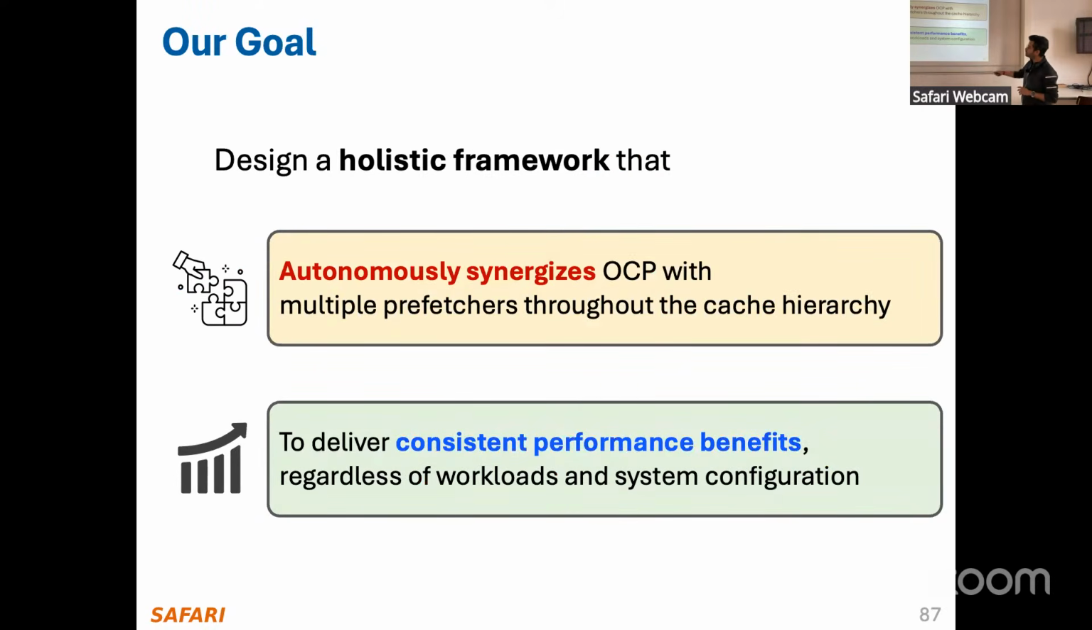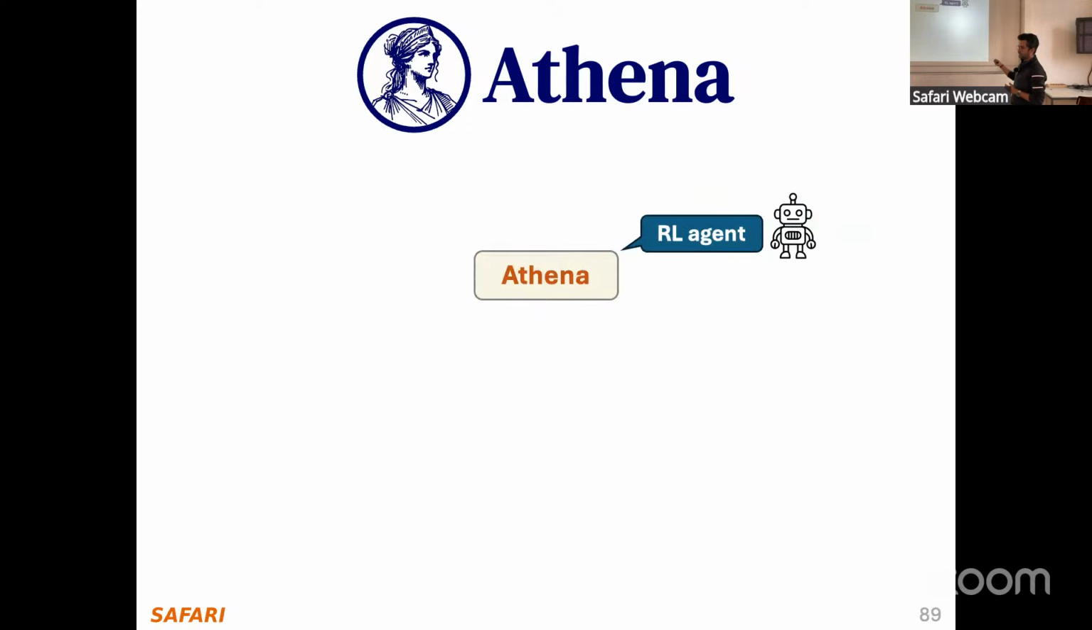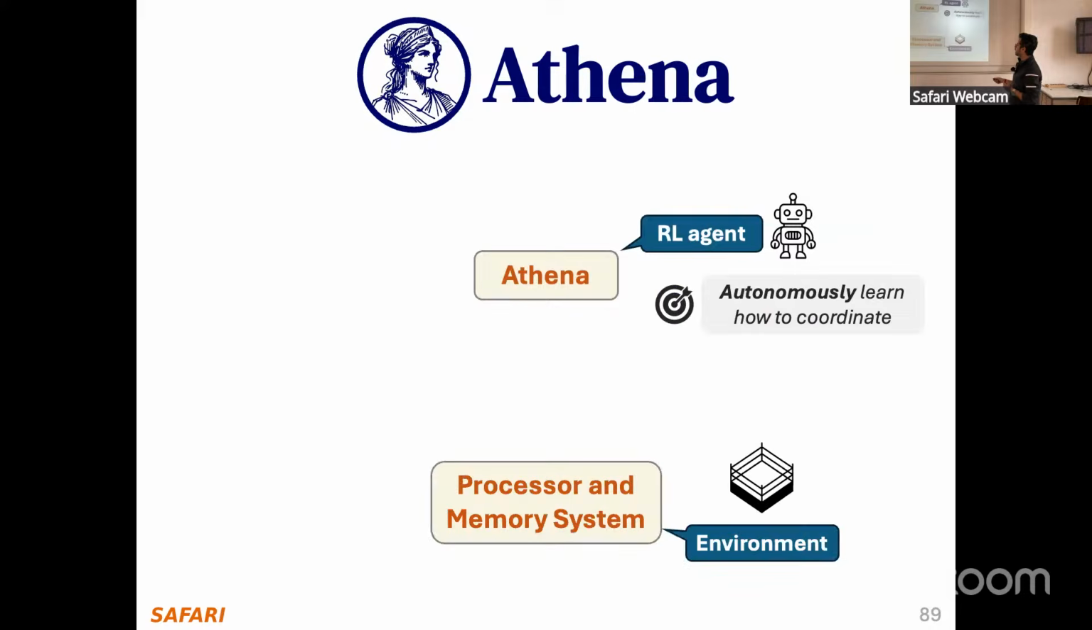The goal of this work is to design a holistic framework that can synergize these two mechanisms, which are supposed to be complementary, to deliver consistent performance benefit, irrespective of what workload you're looking at or what type of system configuration you're looking at. So that's what Athena is. We formulate this coordination via reinforcement learning. Athena acts as the RL agent, whose goal is to autonomously learn this coordination, and your processor acts as the environment where Athena is going to reside.